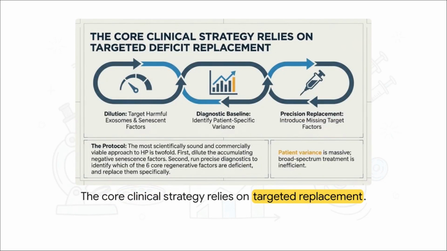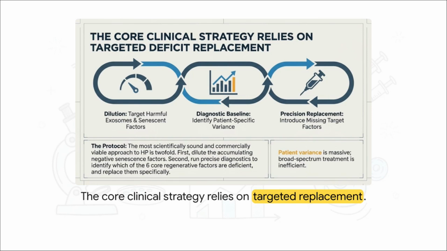And since every single patient is incredibly unique, a broad-spectrum, one-size-fits-all treatment is just incredibly inefficient. So the core strategy becomes a 3-step protocol. First, dilution. We target and reduce the harmful accumulating senescent factors already in the patient.